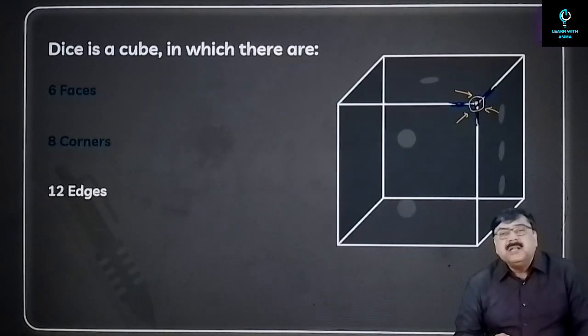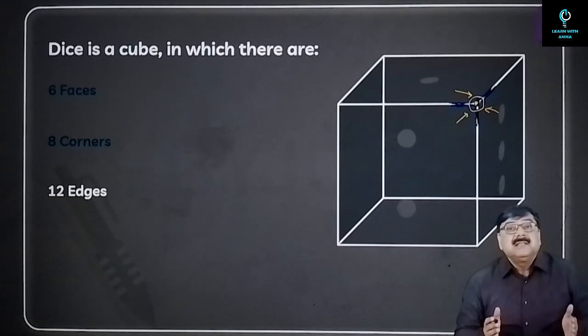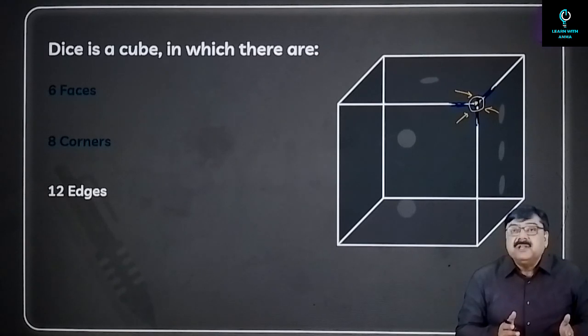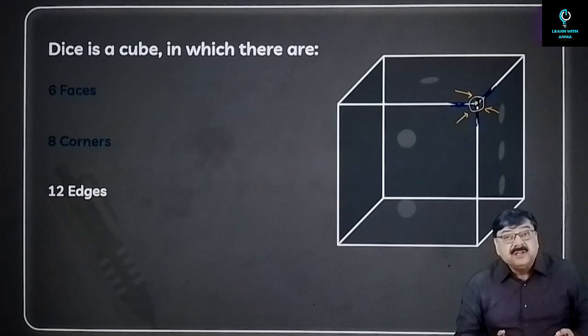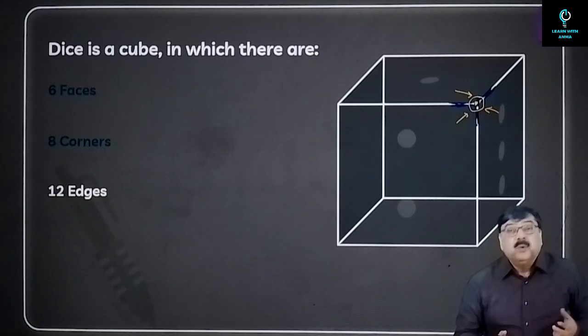You have to remember that when a dice is rolled, at a time only 3 faces are visible and the other 3 faces are hidden. As we are talking about the pairs of opposite faces, at a time only one face out of the opposite faces will be visible. Both the opposite faces cannot be visible at the same time.